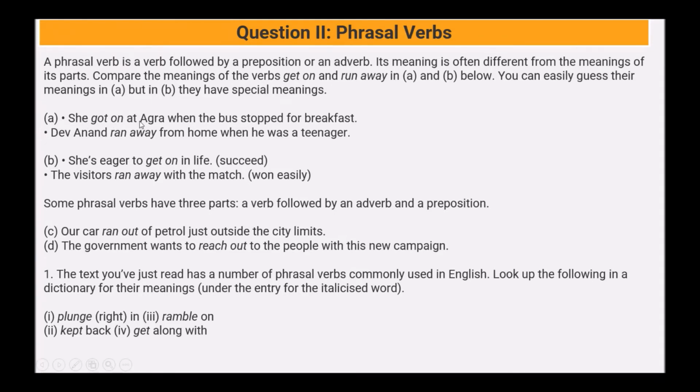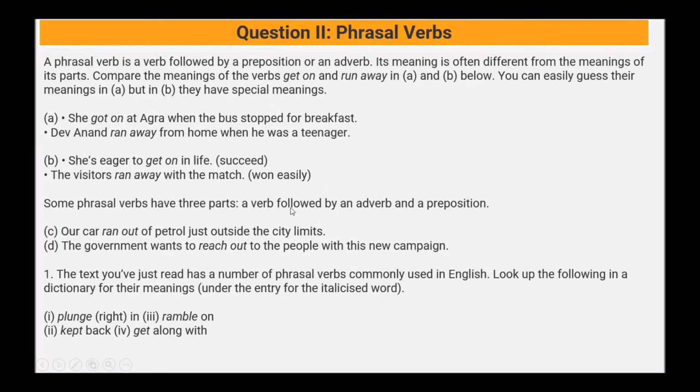So, A: She got on at Agra when the bus stopped for breakfast. Dev Anand ran away from home when he was a teenager. B: She's eager to get on in life, succeed. The visitor ran away with the match, won easily.